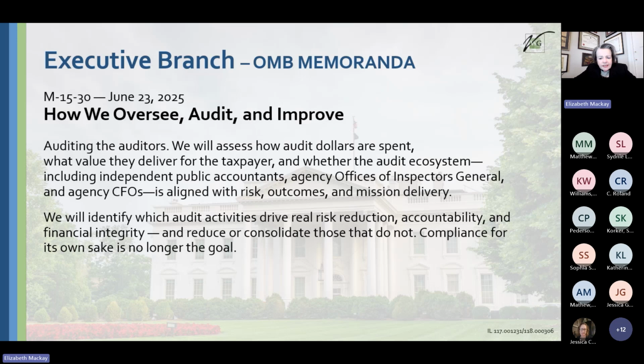And auditing should not be about reporting only. Mere reporting does not create improvement. That's the essence of this executive order. They want to identify which audit activities drive real risk reduction, accountability, and financial integrity. And as it says, compliance for its own sake is no longer the goal. Reporting is an action.